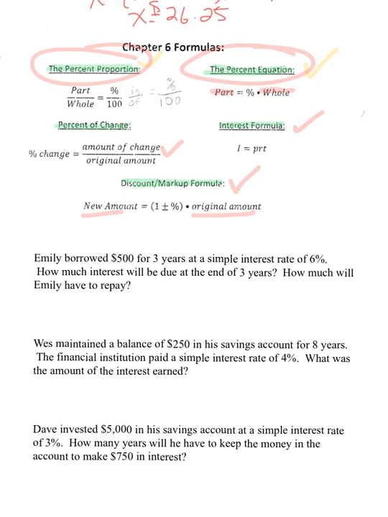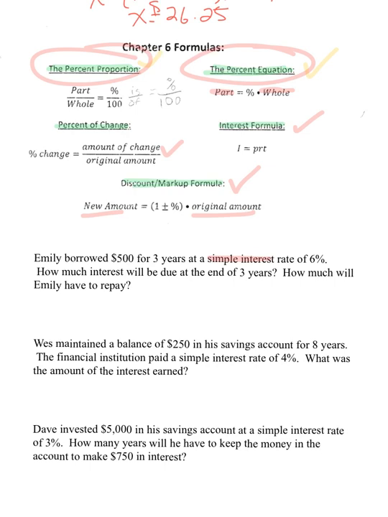So in this next one, Emily borrowed $500 for 3 years at a simple interest rate of 6%. How much interest will be due at the end of the 3 years? How much will Emily have to repay? Again, am I looking for a percent of change? Am I looking for a part and whole relationship? Am I looking for a sales amount or an increase in a markup in a price? This one uses the words simple interest. If you see those words, use the interest formula. It is the only formula here that's going to work.